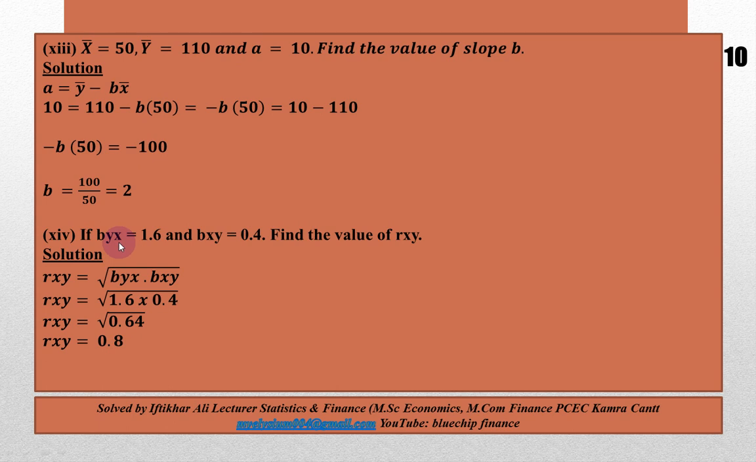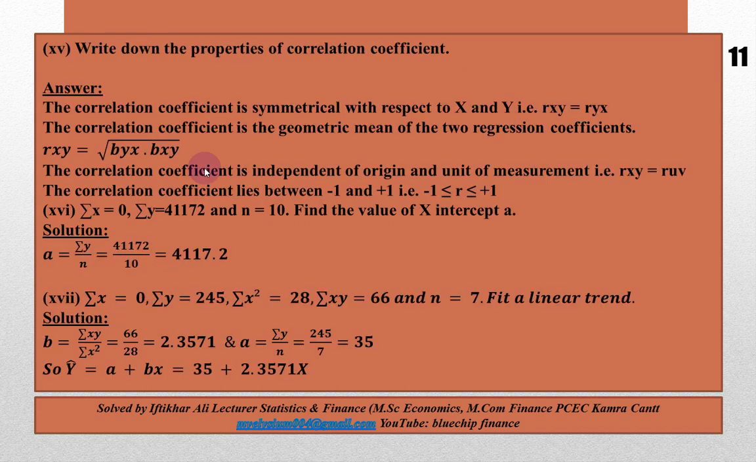If beta y on x is 1.6 and beta x on y is 0.4, find the value of the correlation coefficient between x and y. Simply multiply both regression coefficients and take the square root, because according to the property of correlation coefficient, it is the geometric mean of the two regression coefficients. So multiply the two regression coefficients and take the square root, and you can find the correlation coefficient, which is 0.8.